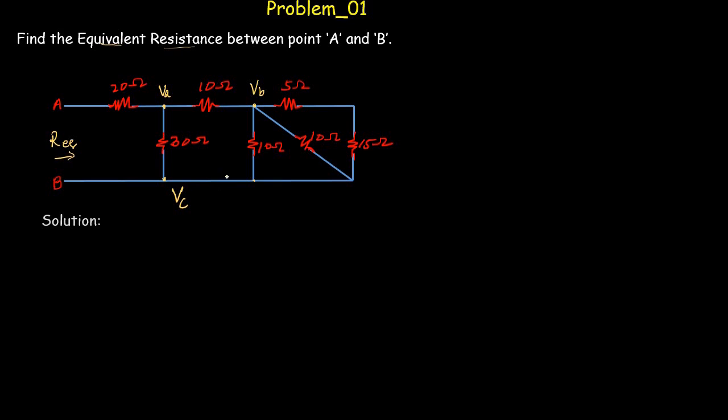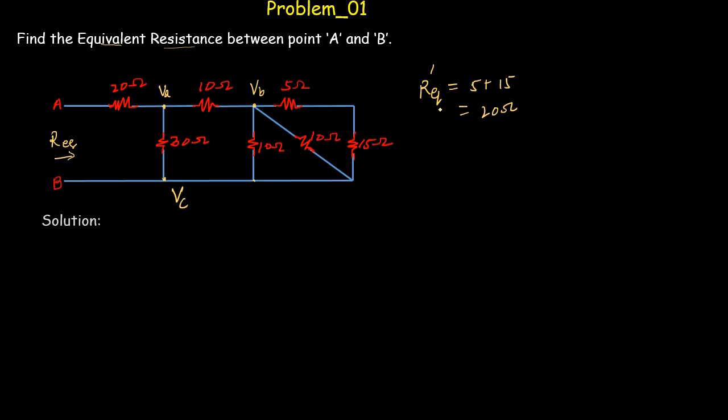Now if you analyze this network briefly, then you will see that these 2 resistors, this 5 ohm resistor and this 15 ohm resistor, are in series because there is only one path available for the current to flow through these 2 resistors. So these 2 resistors are in series. So the equivalent resistance of these 2 resistors, R equivalent dash, is equal to 5 plus 15, which will be equal to 20 ohms.